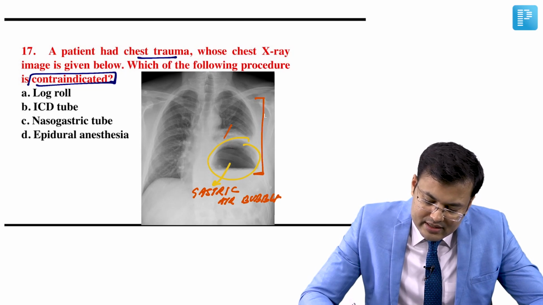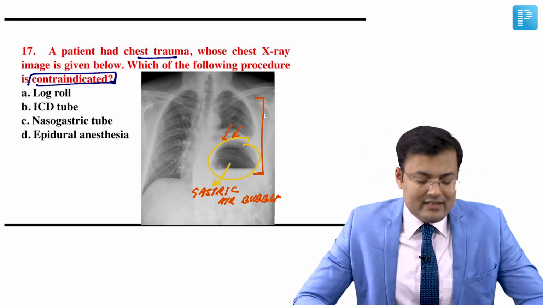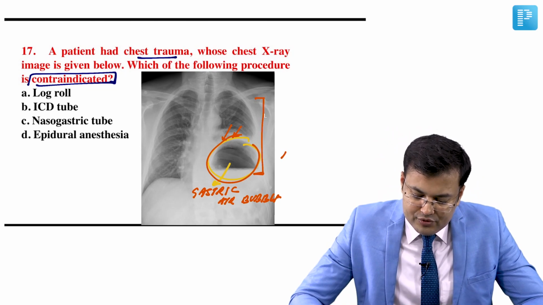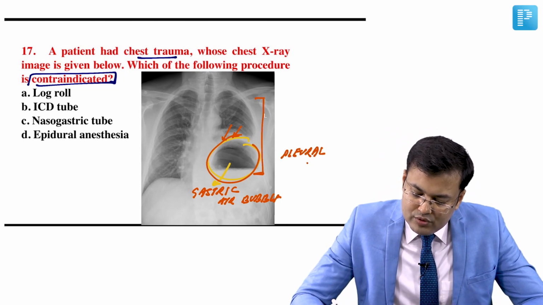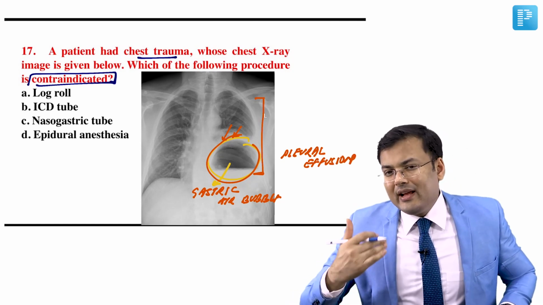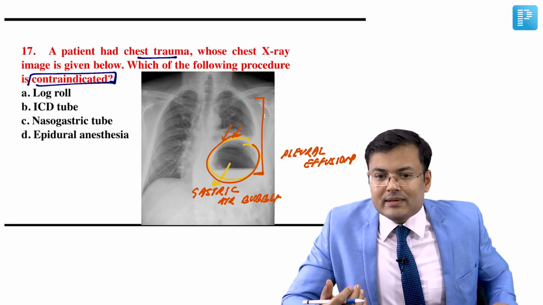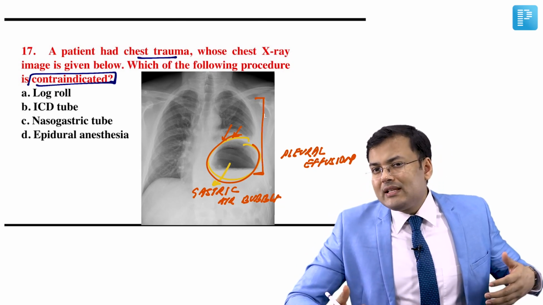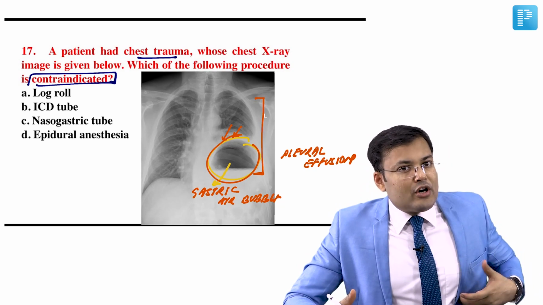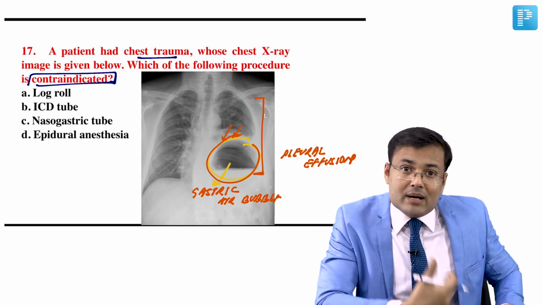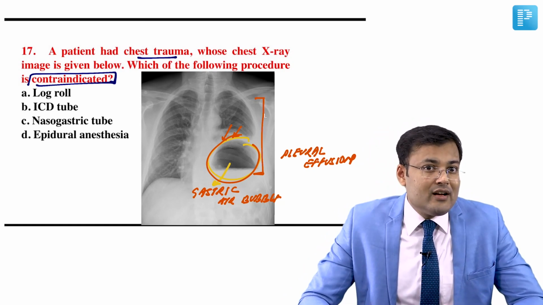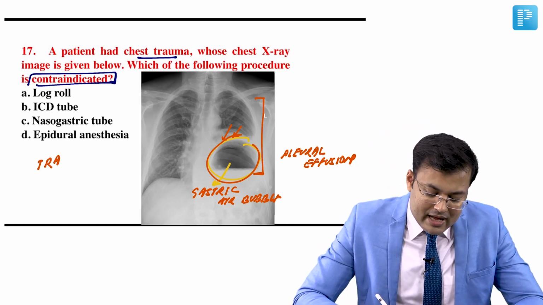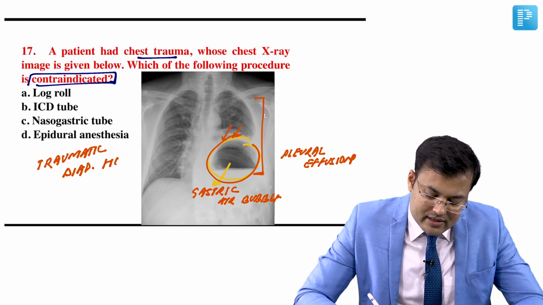Simultaneously, what else can you see? There is left lower zone atelectasis, and there is pleural effusion. So there is pleural effusion, left lower zone atelectasis, and in the lower half of the left hemithorax there is a gastric air bubble after trauma. What happened actually? After trauma there is diaphragmatic rupture, and because of that rupture there is herniation of the stomach into the left hemithorax. So this is a case of traumatic diaphragmatic hernia.